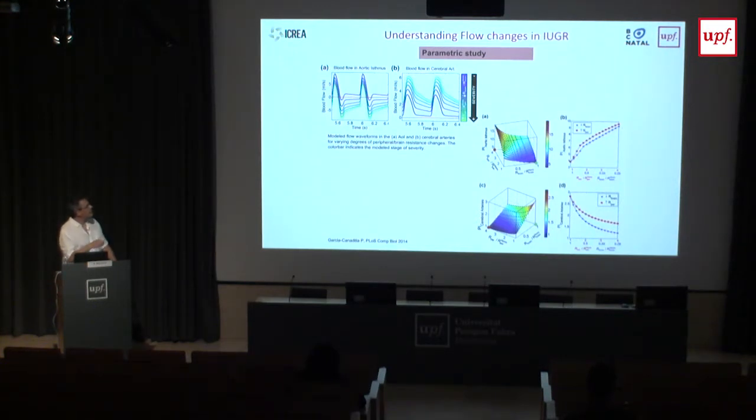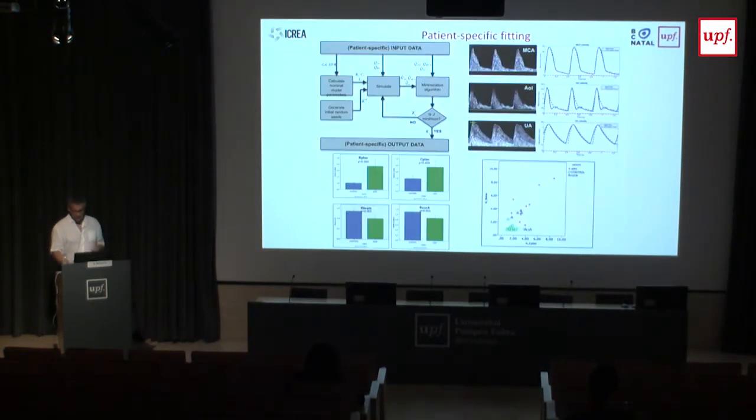And there you see, for example, that with increasing abnormalities of the placenta, you can perfectly model this reversal of flow, where you see that flow goes in a different direction. And then you can study which are the most important factors, for example, how the periphery, how the placenta is important, how the changes in the brain could be important.